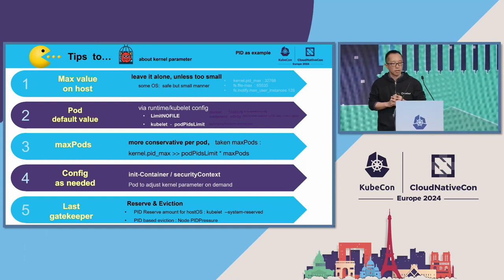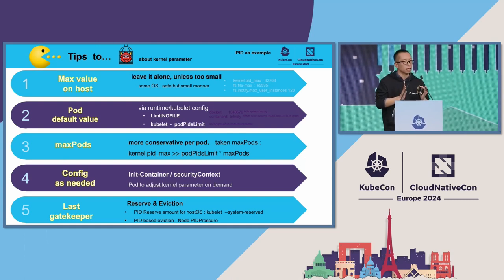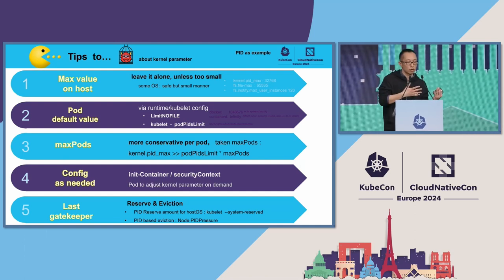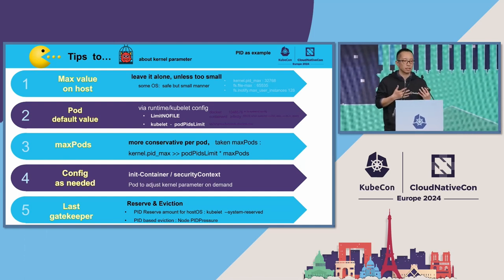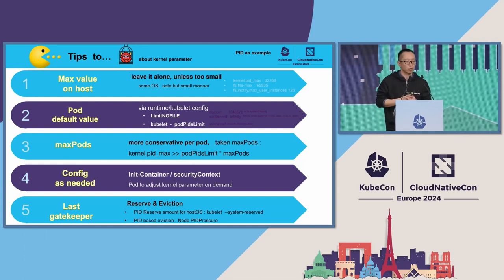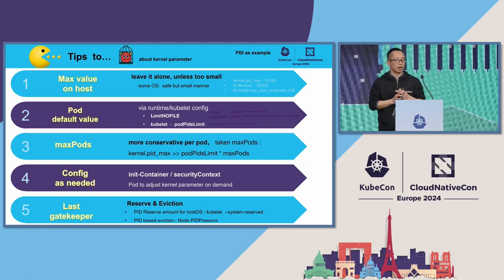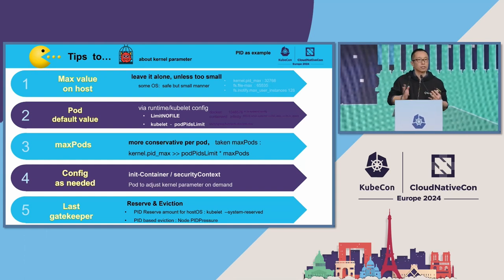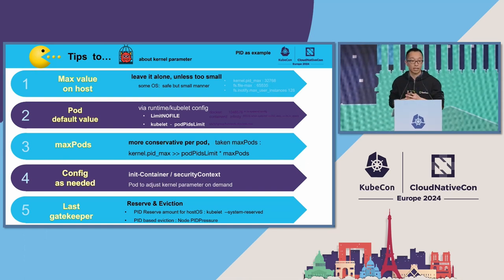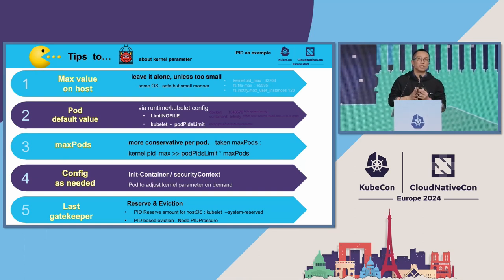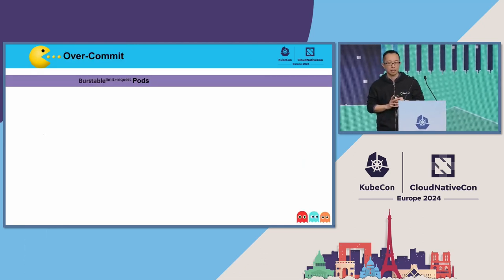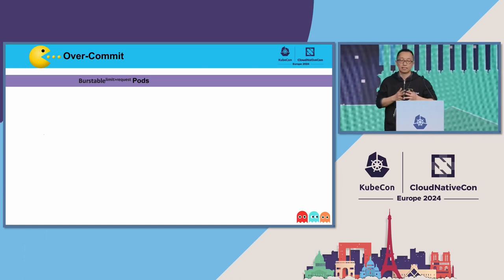Tip number four, if a pod requires large kernel parameters, he or she will take the responsibility to do it in its pod, either by the init container or by doing it in the YAML. If you forget all about it, you still have the last gatekeeper. The next one, Kubernetes can still do the system-level reservation, and Kubernetes will do the eviction if they're under pressure.